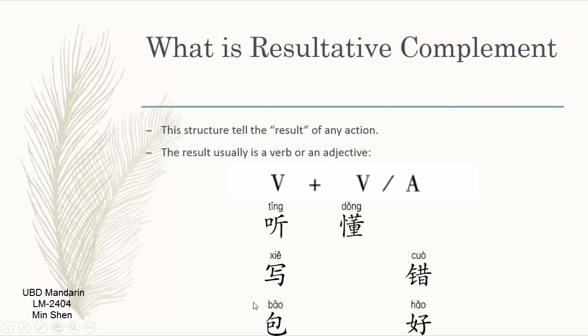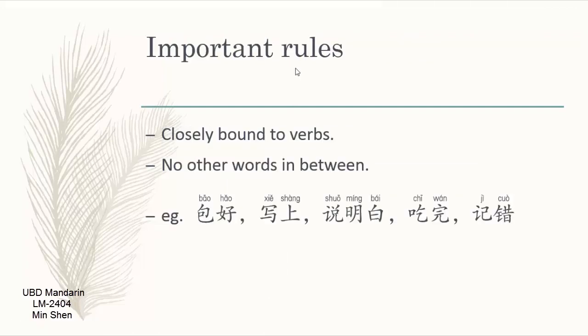And the next action, 包, wrap, to wrap up. What is the result of this action? Done. Okay, completed. 包好. So today we are talking about this kind of structure. We call this kind of structure a verb together with the result of it. We call this kind of structure in grammar resultative complement.